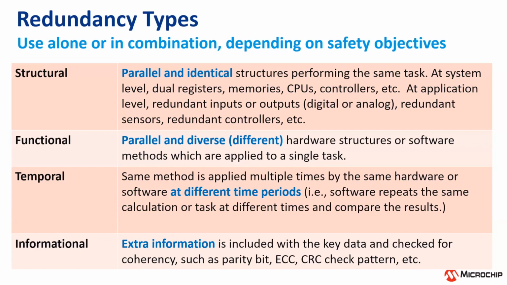There's also informational redundancy. This is where we send extra information that's included with the data and checked for coherency, such as some sort of parity bit or CRC or even ECC. So we can correct errors and things like that.